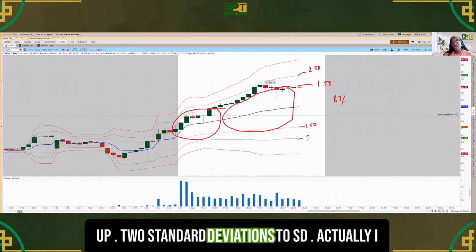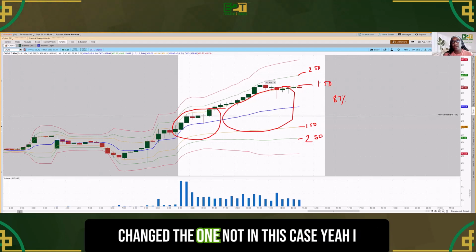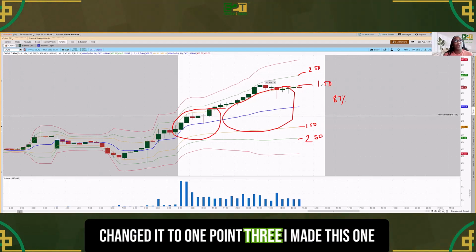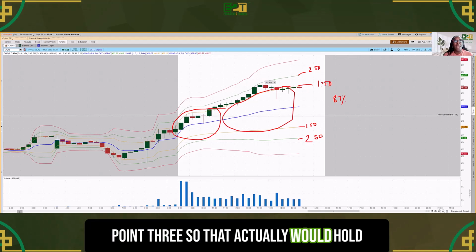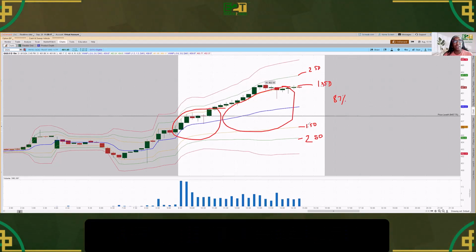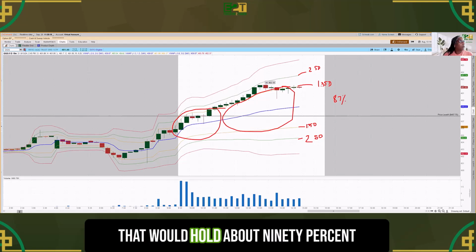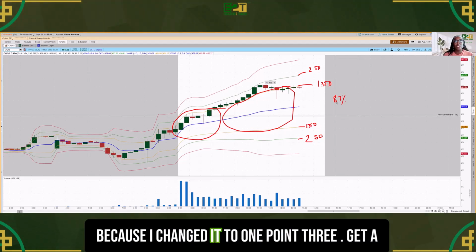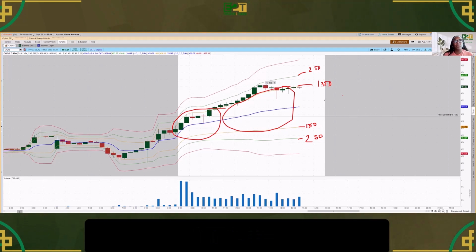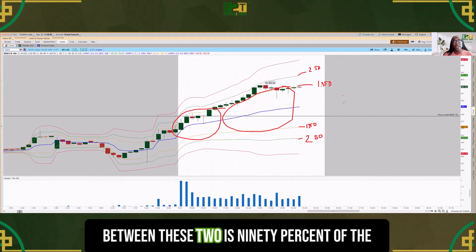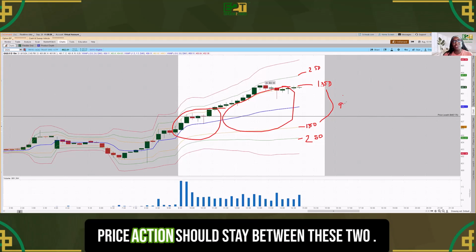Two standard deviations, 2SD. Actually, I changed the one, not in this case. Yeah, I changed it to 1.3. I made this 1.3, so that would hold about 90% because I changed it to 1.3. Between these two, 90% of the price action should stay between these two, right?